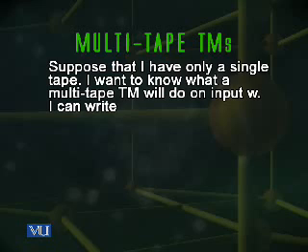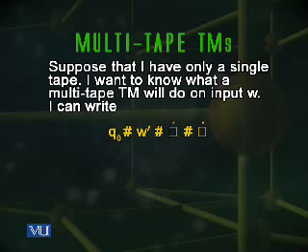Suppose now that I have only a single tape and I want to know what a multiple tape TM will do if it were given an input W. What I can do is I can write down Q0 followed by a hash sign followed by W prime followed by a hash sign followed by a box with a dot on it, and so on.